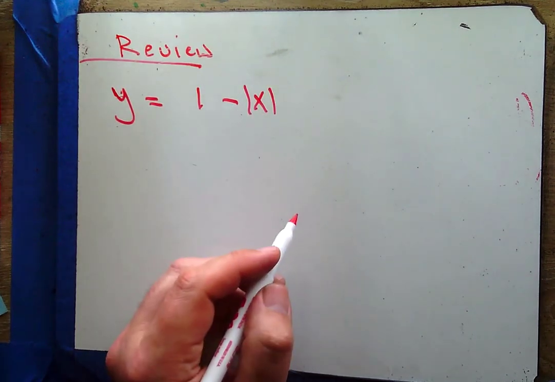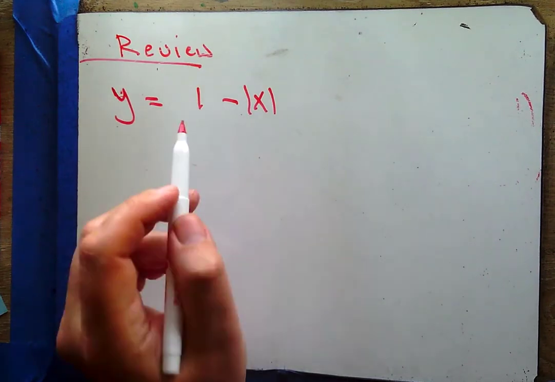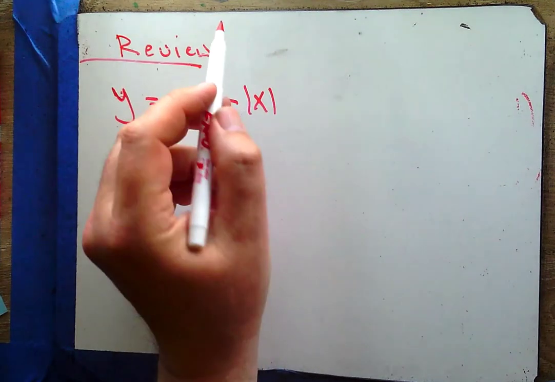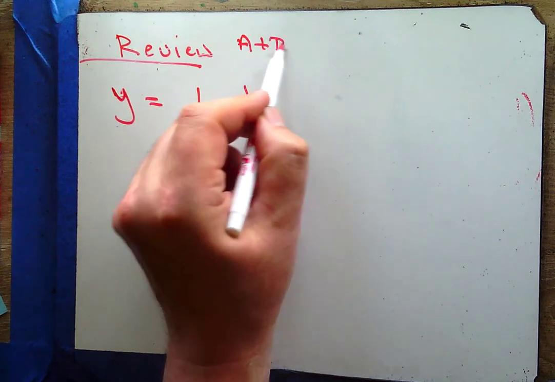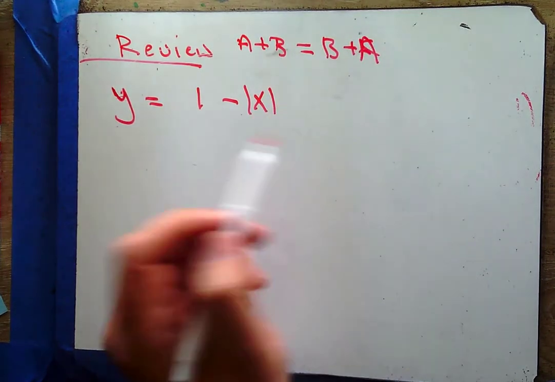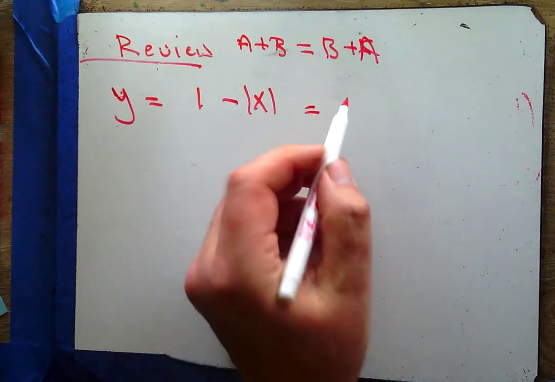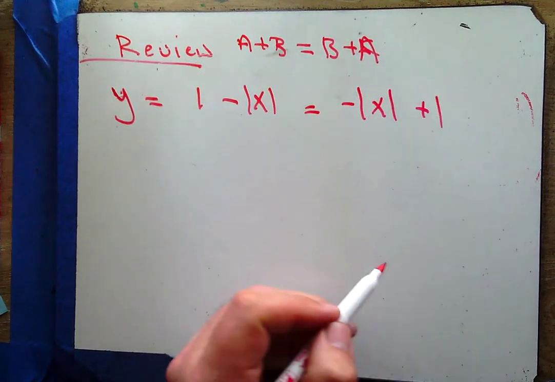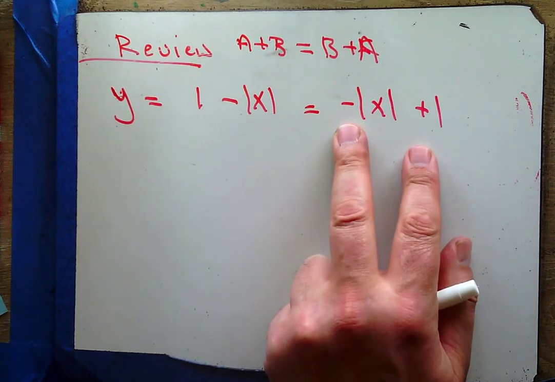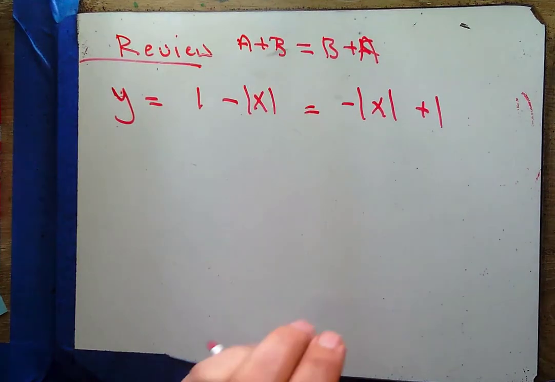Why don't you try graphing this and come back when you're done? A lot of people really struggle with this one, and it's because they forget something that their middle school teacher tried to teach them: the commutative property of addition, that a plus b equals b plus a. Well, if you're not comfortable with this, flip them. Negative absolute value of x plus 1. It's funny how many students are really comfortable graphing this, but not comfortable graphing the other. Use the commutative property of addition.